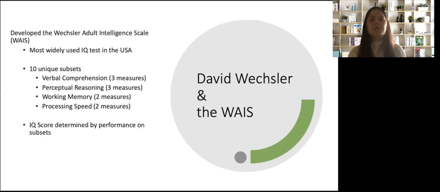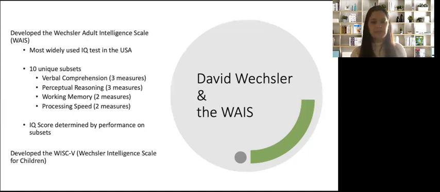And your IQ score is determined by your performance on all of these subsets. So it's the average that you're getting across all 10 of these measures. And then, of course, he also ended up developing one for children as well. All of the scales we've talked about up until David Wechsler are largely focused on children. So he was the first one to come up with an adult intelligence scale. And then he did develop that scale into one that could be used with children. And it is the most widely used IQ test in the USA.